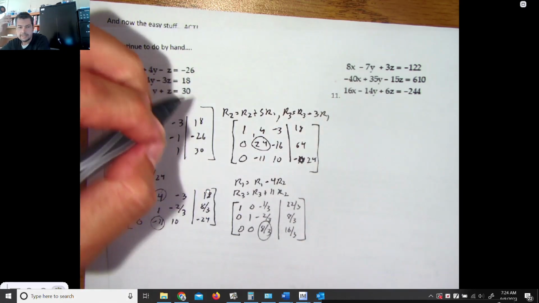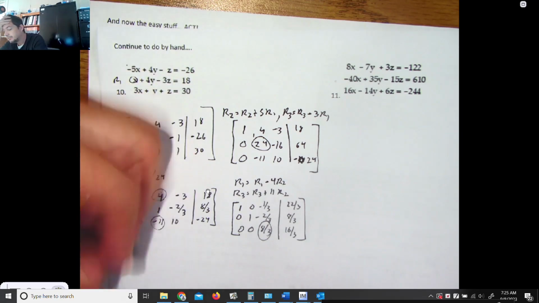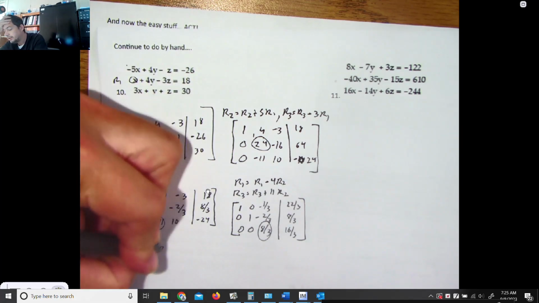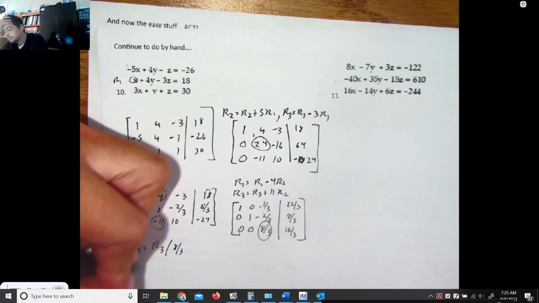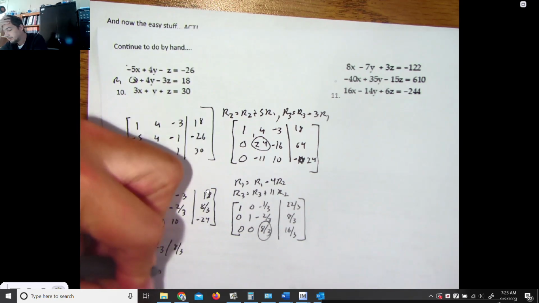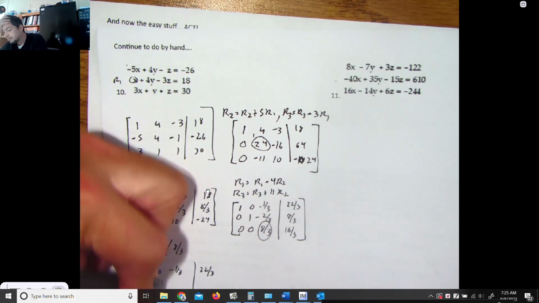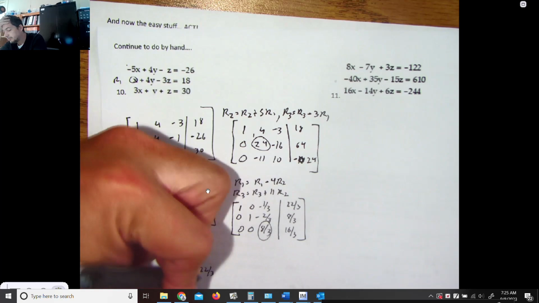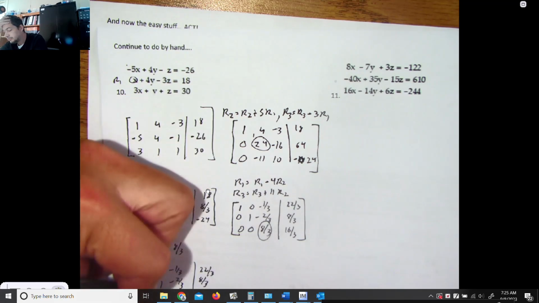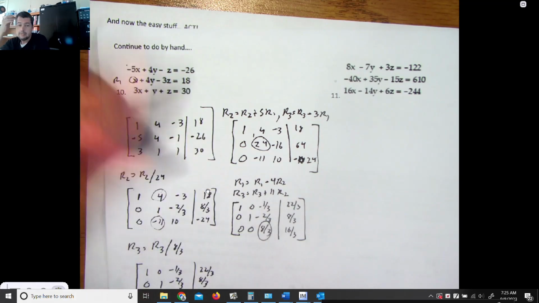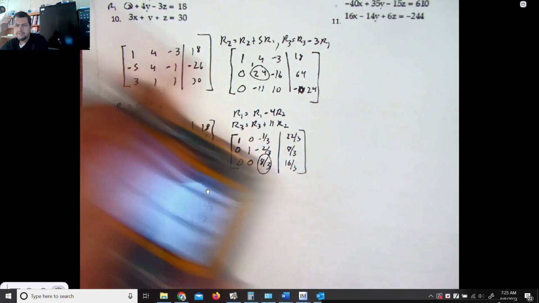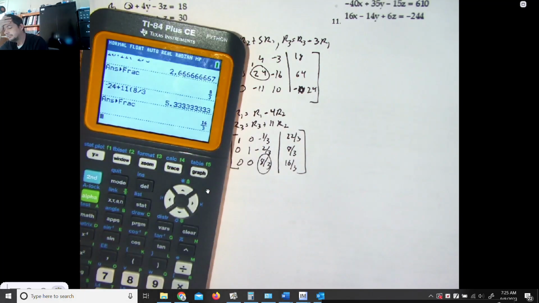Now, this guy is supposed to be a 1. So row 3 is row 3 divided by 8/3. What's 16/3 divided by 8/3? It's going to be a whole number. 16 over 3 divided by 8 over 3. 2.